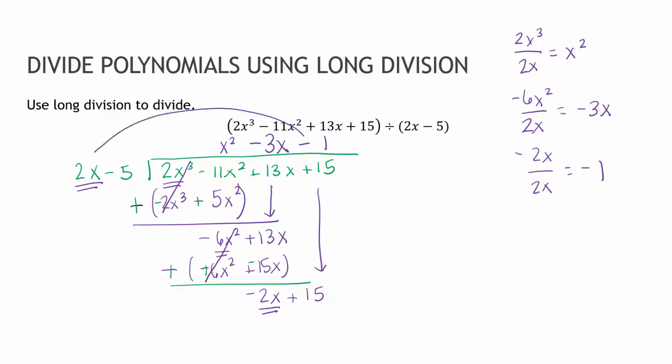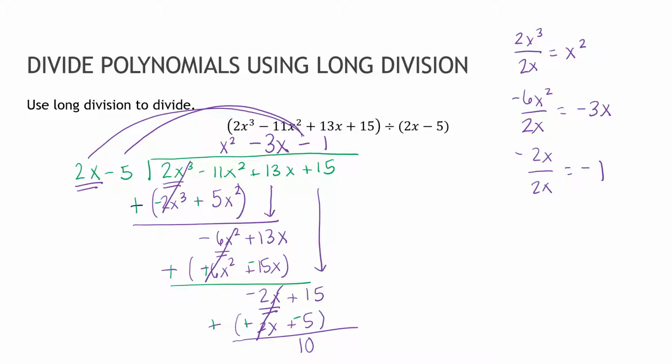Negative 1 times 2x is negative 2x. Negative 1 times negative 5 is positive 5, but I'm subtracting all of it, which means I get plus, plus, and then minus. 2x, negative 2x and positive 2x cancel. 15 and negative 5 is 10.